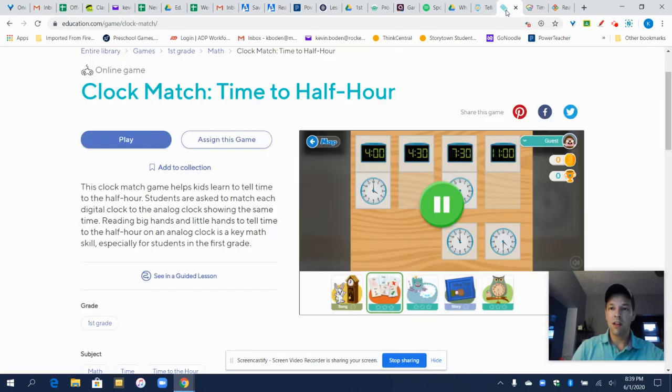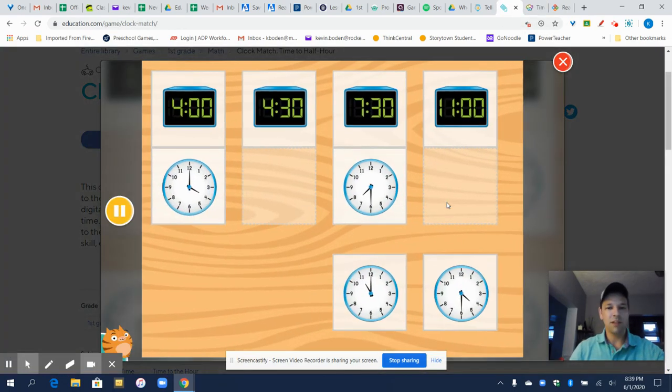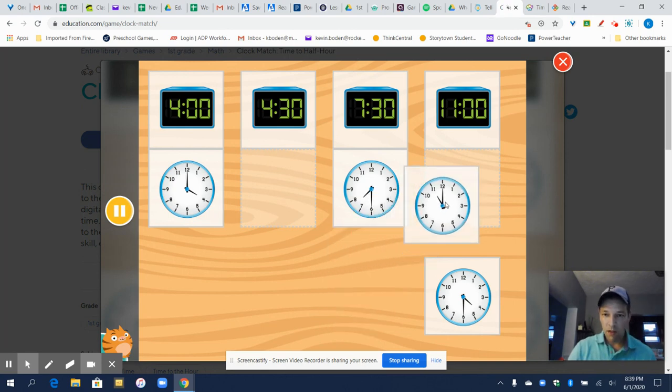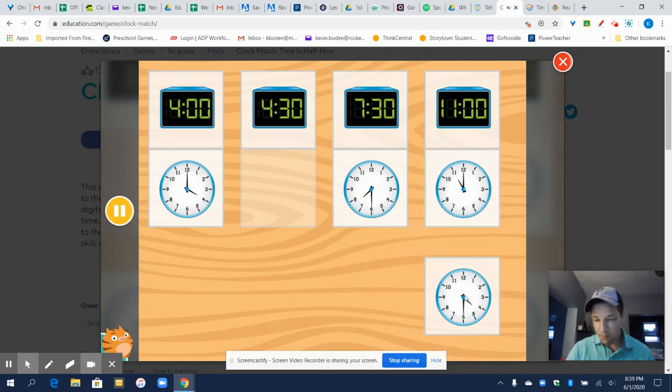That's another game. Here's another game I'm going to show you, and this one's a little bit easier. It's just matching. So look at the clock. This one says 11, so I'm going to drag it up there. This one is in between the 4 and the 5, so it must be 4 something.